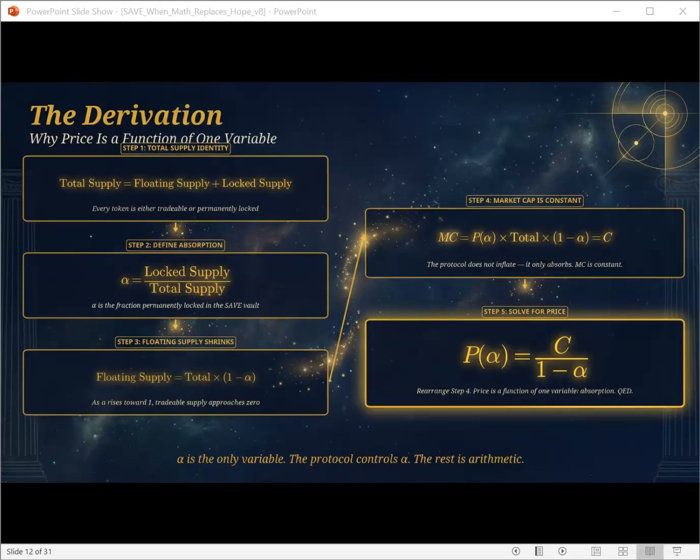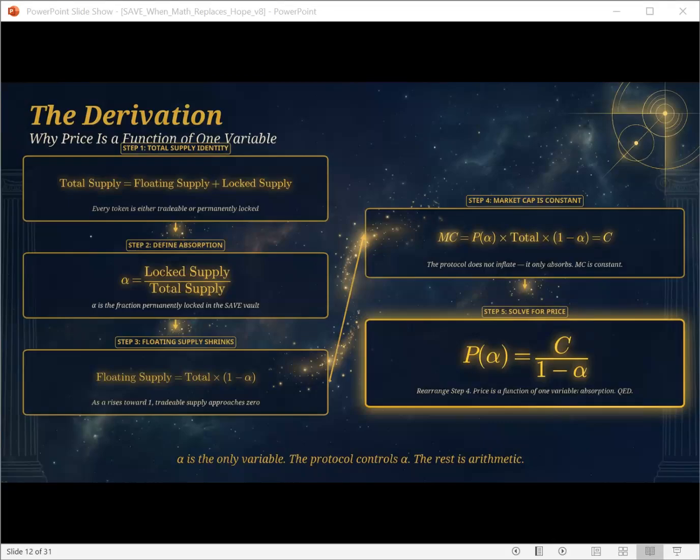If alpha approaches 1, as more and more Rise is absorbed into the vault, the denominator approaches 0. And when the denominator approaches 0, the fraction approaches infinity. Not metaphorically, mathematically.